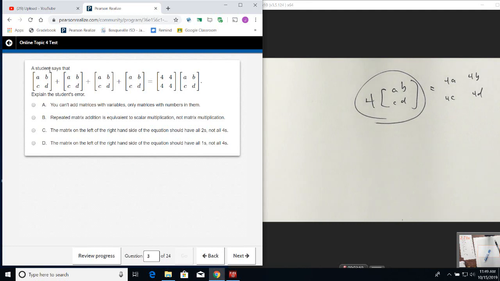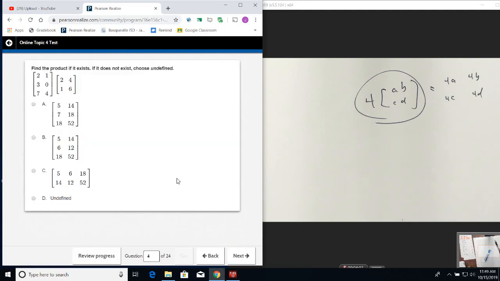So, no. Alright, so what's the student's error? You can't add matrices with variables, only matrices with variables in it. Repeated matrix addition is equivalent to scalar multiplication, not matrix multiplication. So, that should be B. Alright, let's see the next problem.